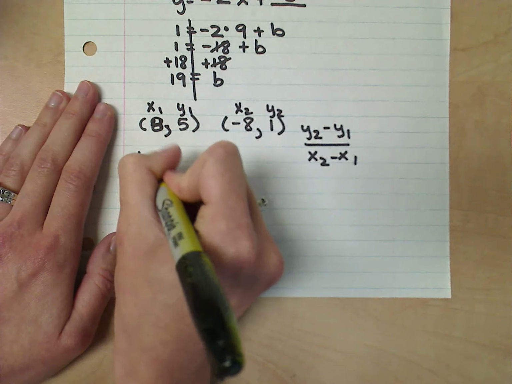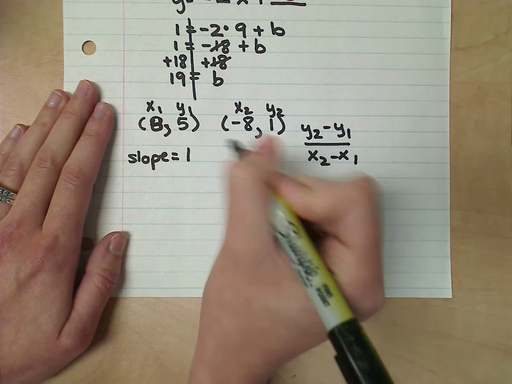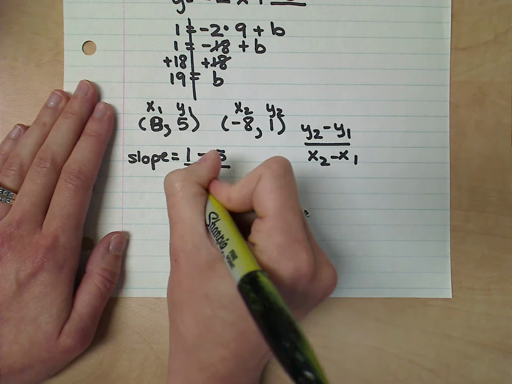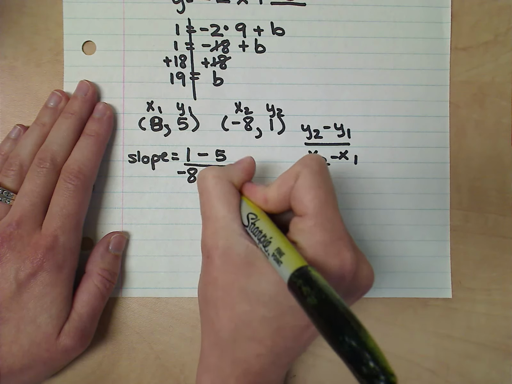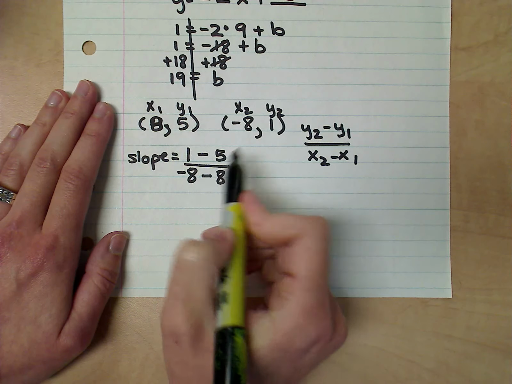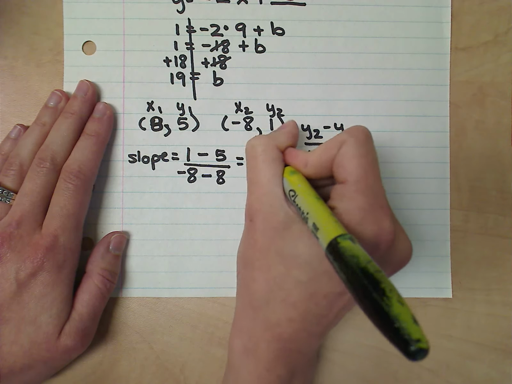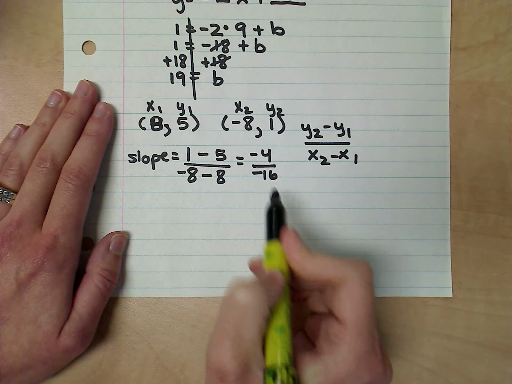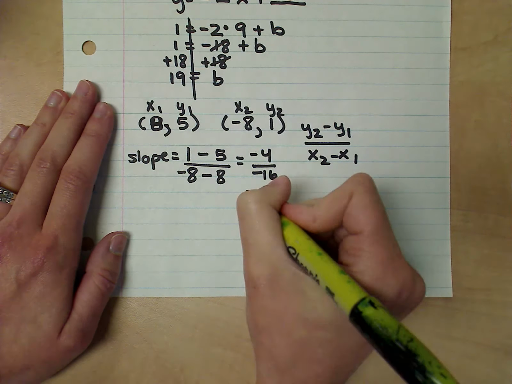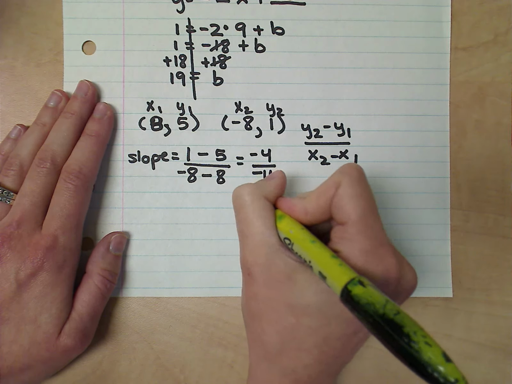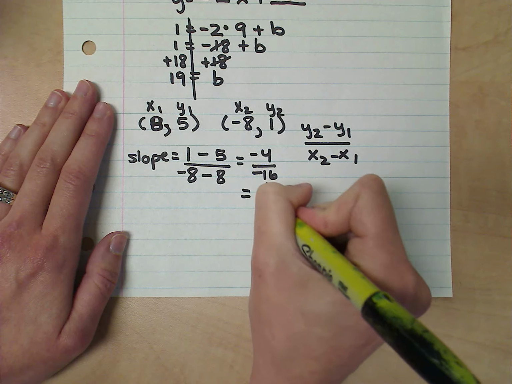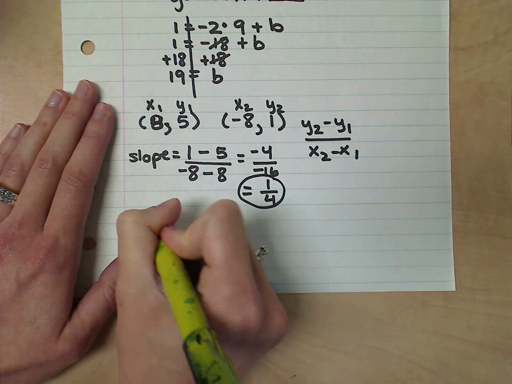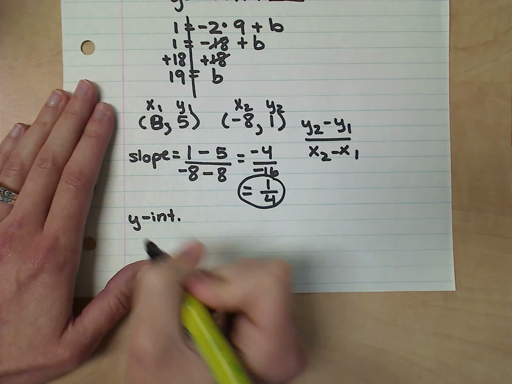So to get my slope, I'm going to plug them in. y2 is 1, y1 is 5, so 1 minus 5 over my x2 is negative 8 minus my x1, which is 8. 1 minus 5 ends up being negative 4. Negative 8 minus 8 is negative 16. Now negative 4 divided by negative 16, I can reduce that fraction, and since it's a negative divided by a negative, it becomes a positive 1/4. So my slope is 1/4. Don't know my y-intercept. Need to figure that out.